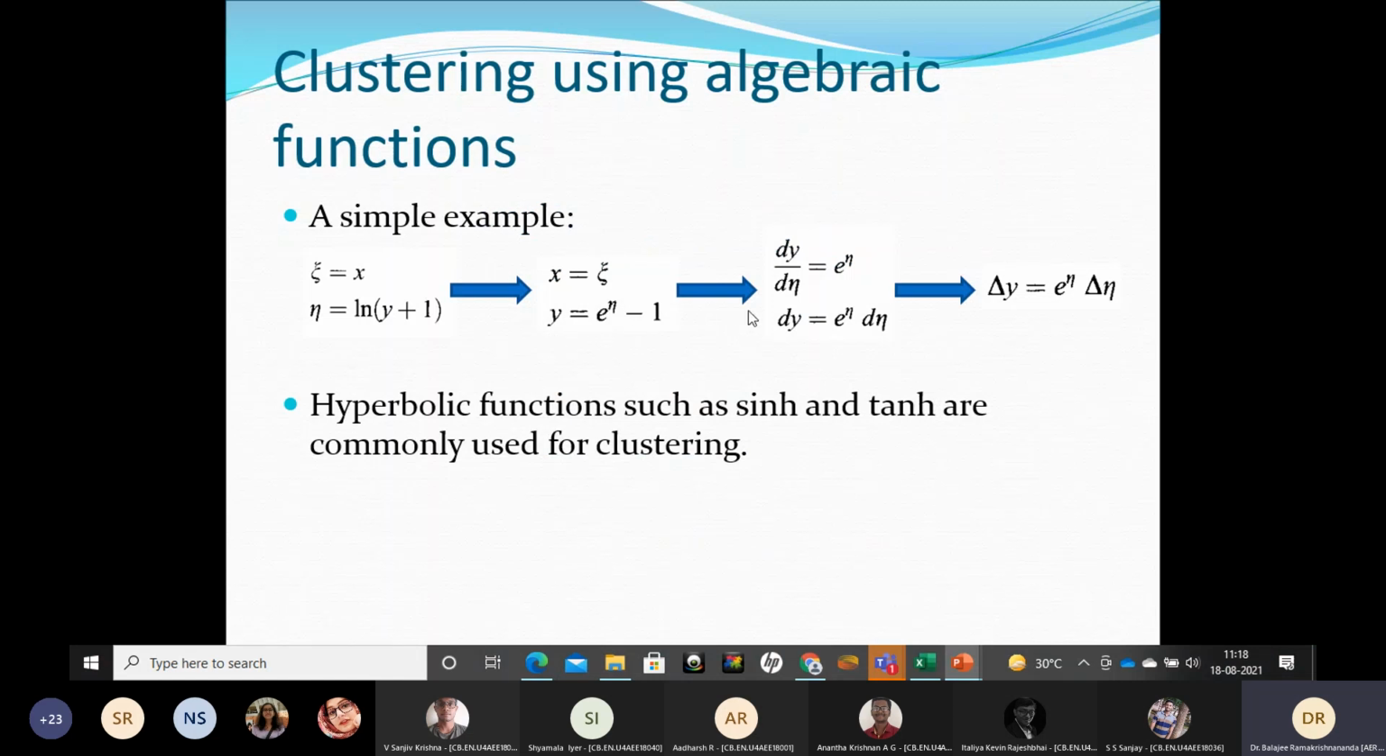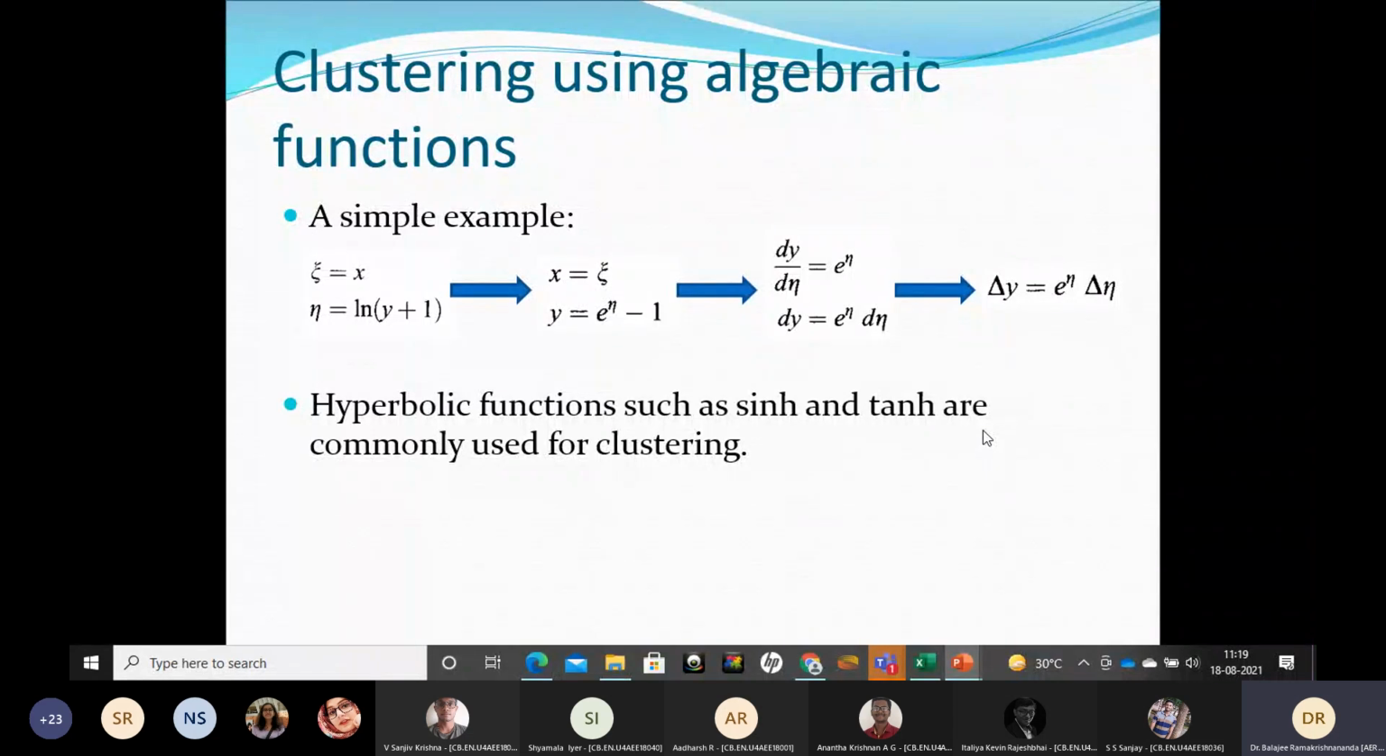Next step. When you find dy by d eta, dy by d eta is still e power eta. So dy is actually e power eta d eta. Strictly, dy is when dy tends to 0, but we make the approximation for small delta y. dy is delta y, d eta is delta eta. So we say delta y is e power eta delta eta.